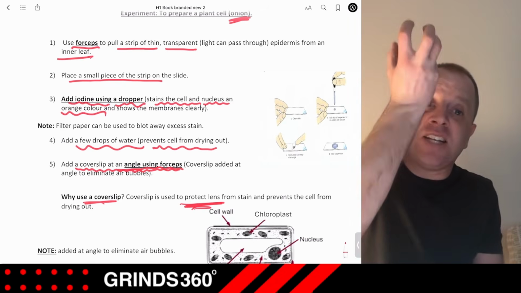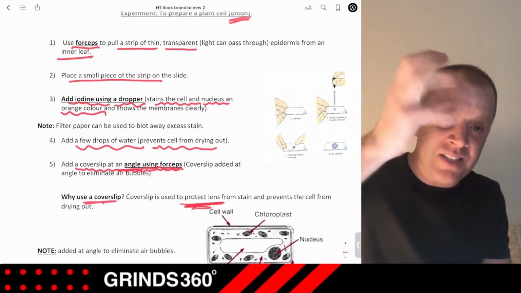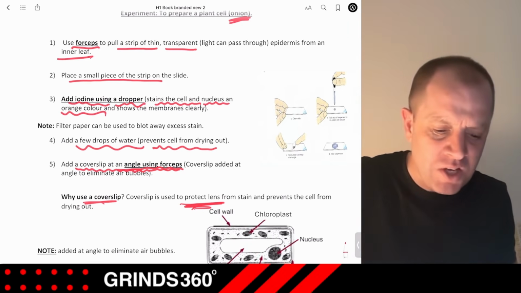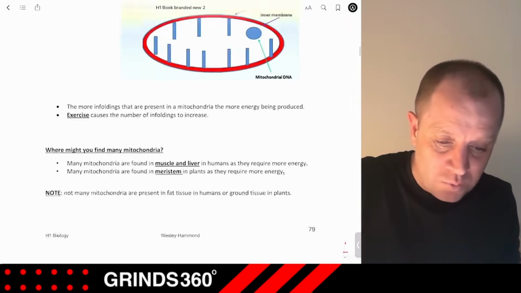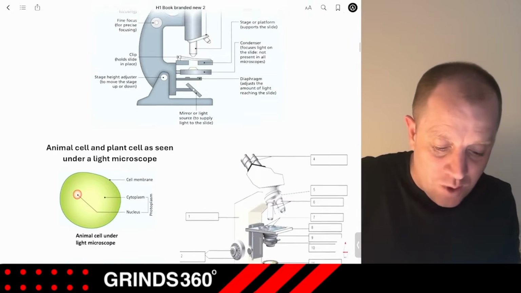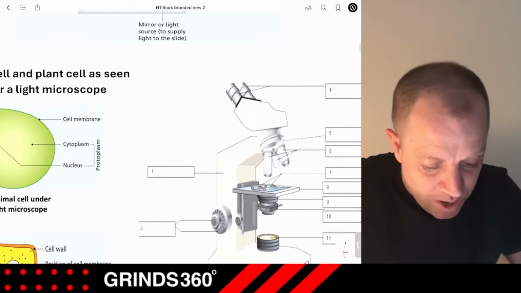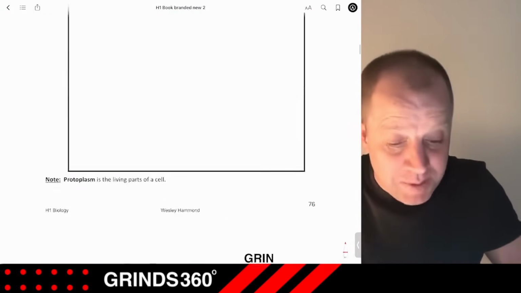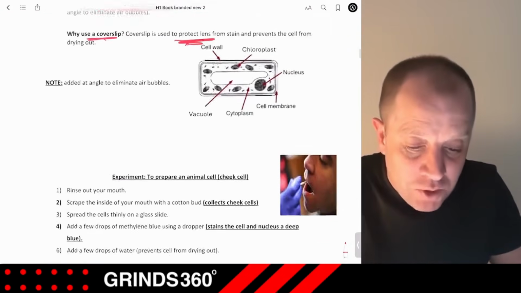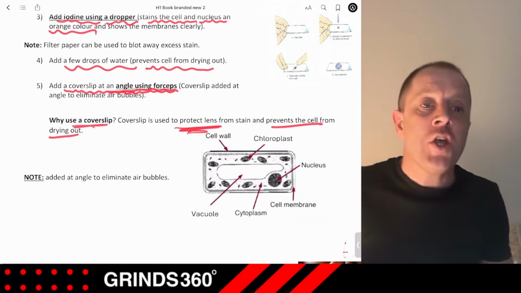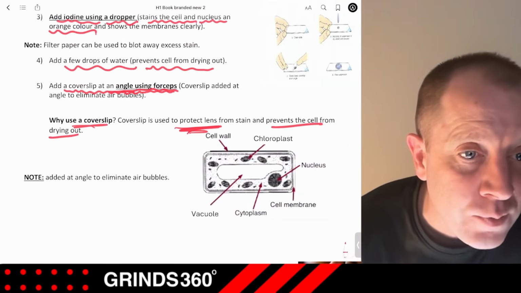Because if you bring the stage up too high, then the iodine on the slide will then hit off the objective lens. So look at this here. You don't want, if you bring the stage up too high, then it's going to hit off your objective lens. So that's why you add a cover slip. It protects the lens. But the other reason why we add a cover slip is to prevent the cell from drying out.